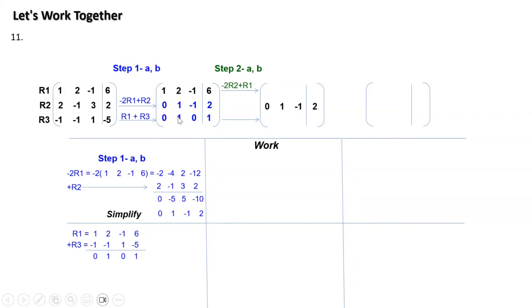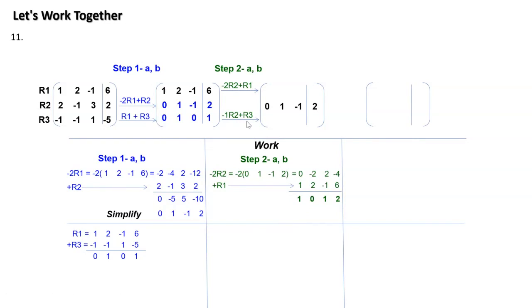Right, to eliminate the 1 in row 3, they're both positive, so I'm going to multiply negative 1 times row 2 and add it to row 3. And here's my work. Negative 2 times row 2 gives us 0, negative 2, 2, negative 4. We add it to row 1. We get 1, 2, negative 1, 6. So after we do the operation, it will give us 1, 0, 1, 2. That's my new equation number 1.